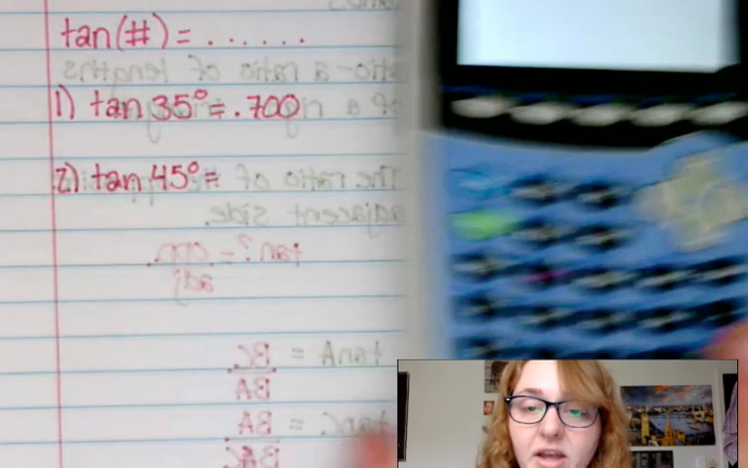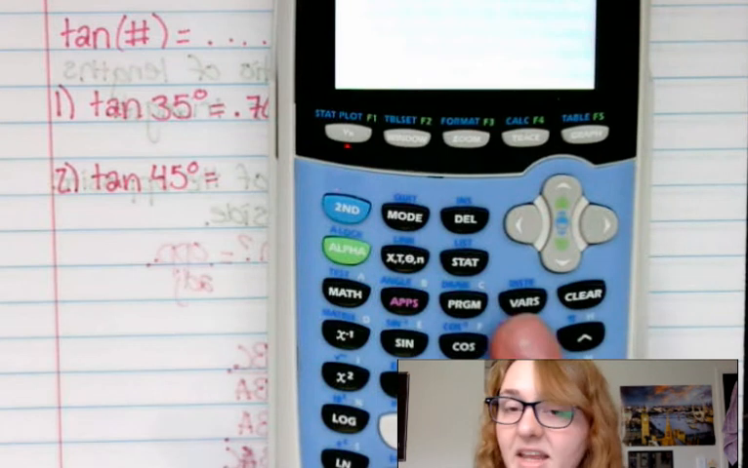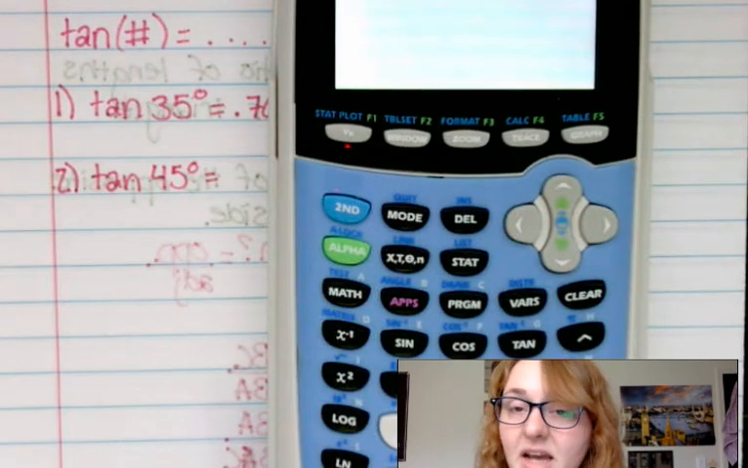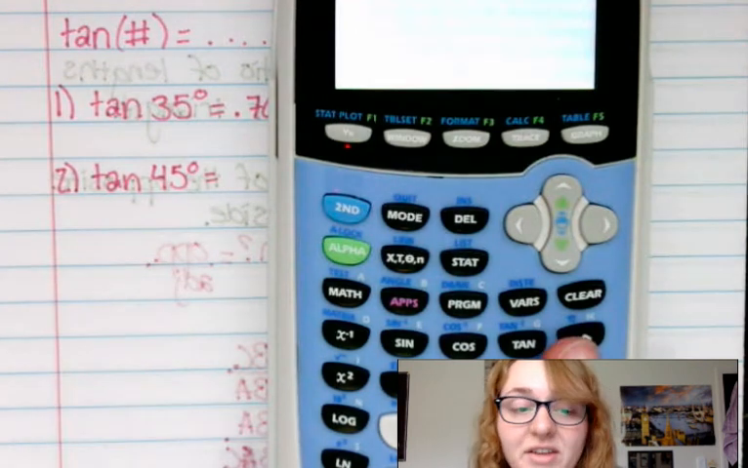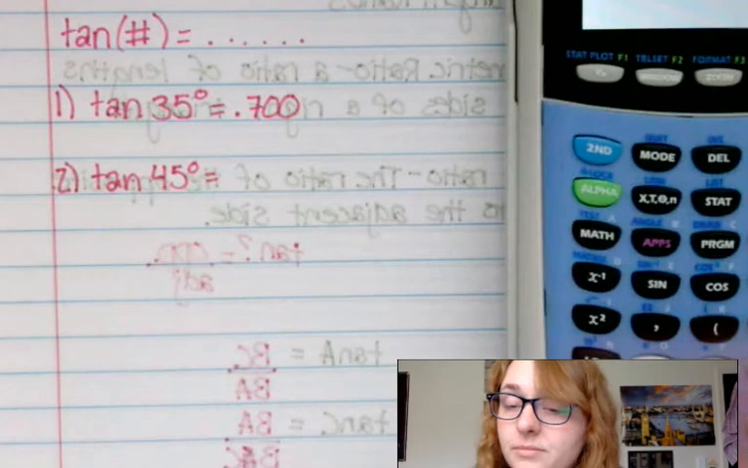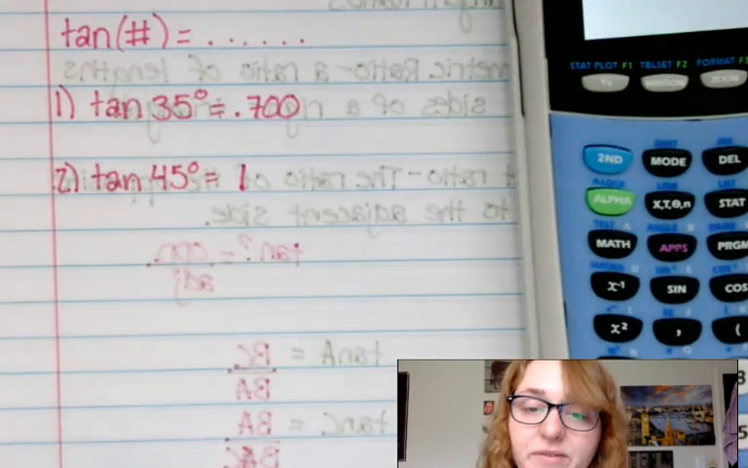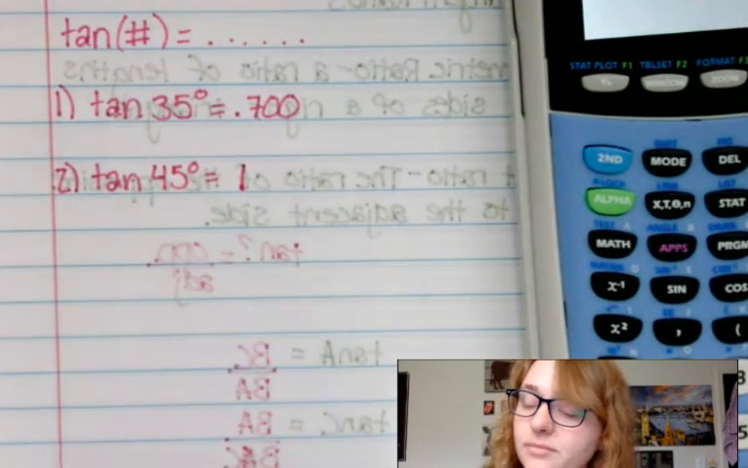The second one is going to be the tangent of 45 degrees. So again, taking our calculators, hitting that tangent function, typing in our number of degrees, closing our parentheses, and hitting enter, we can see that the tangent of 45 is just 1. So no decimals to transfer down here, just 1.